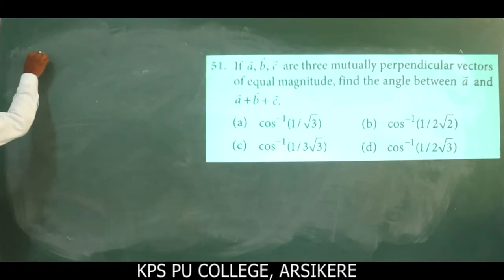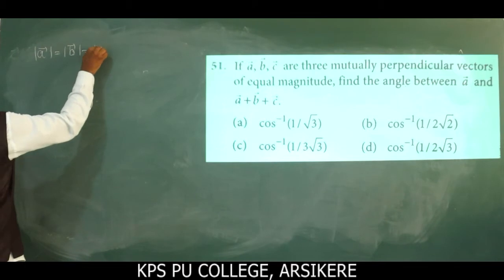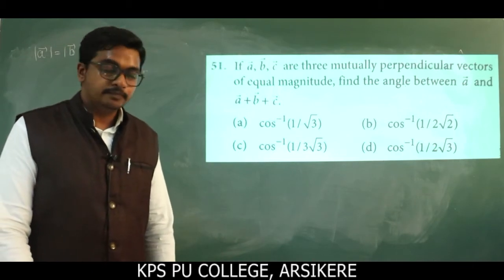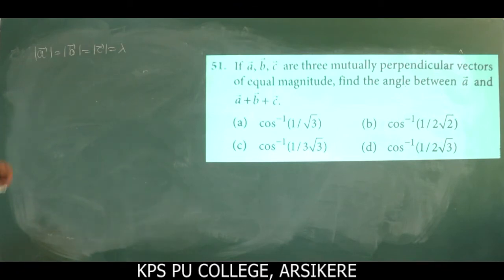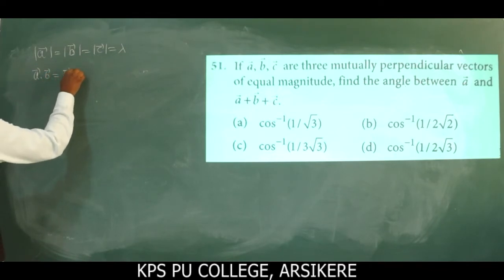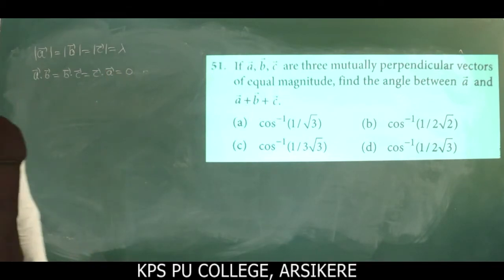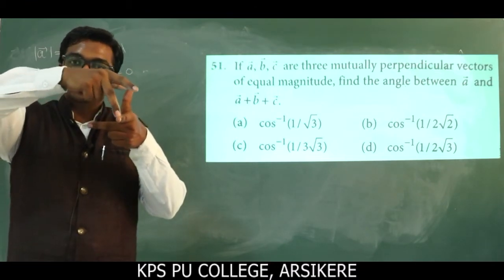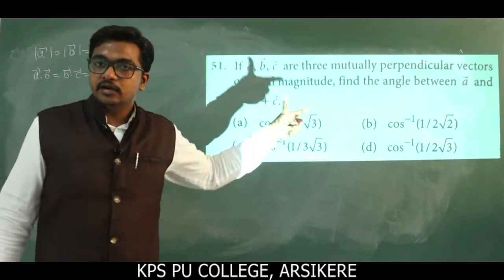Okay, let us see the first condition. They have given three vectors having the same magnitude. Magnitude of vector A is equal to magnitude of vector B is equal to magnitude of vector C, which is equal to what I have taken as lambda. The magnitude is lambda. And they have given that the vectors are mutually perpendicular, which means vector A dot B is equal to B dot C is equal to C dot A, that is equal to 0, because they are mutually perpendicular to each other. Vectors A, B and C: A is perpendicular to B as well as C, B is perpendicular to C as well as A, C is perpendicular to B as well as A. Hence their dot product is 0.